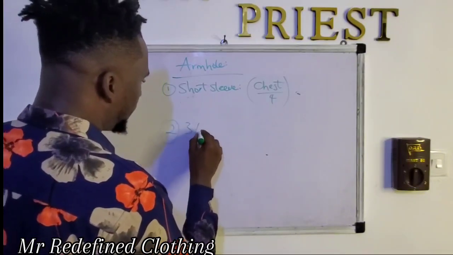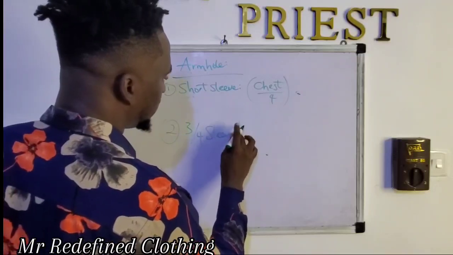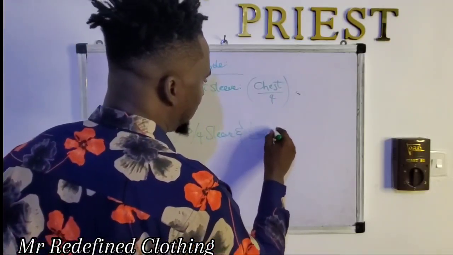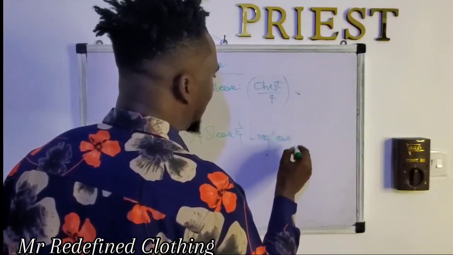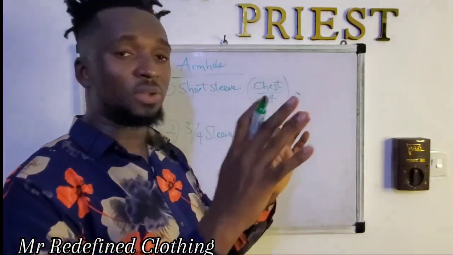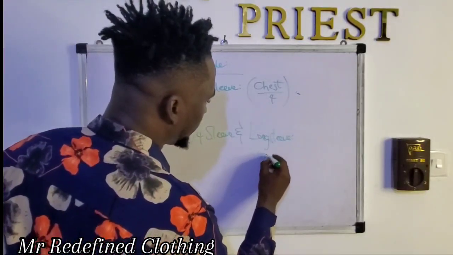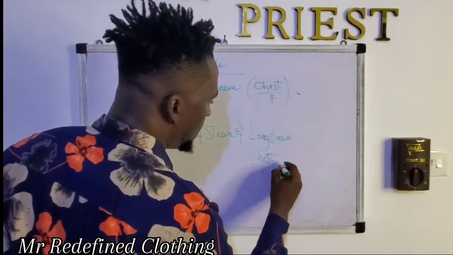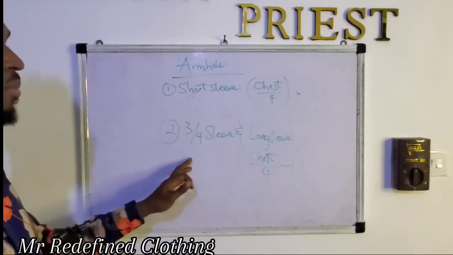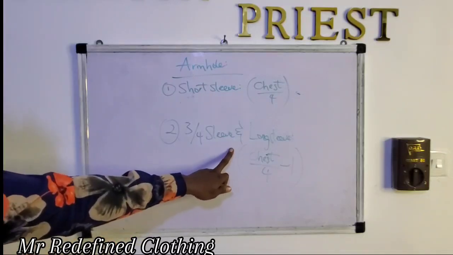Now, the number 2 is the 3/4 sleeve and the long sleeve. Bear in mind that these 2 sleeves are being handled as one. So how do you do it? You divide the chest over 4 minus 1. This is the constant formula to get the armhole for the 3/4 sleeve and the long sleeve as well.